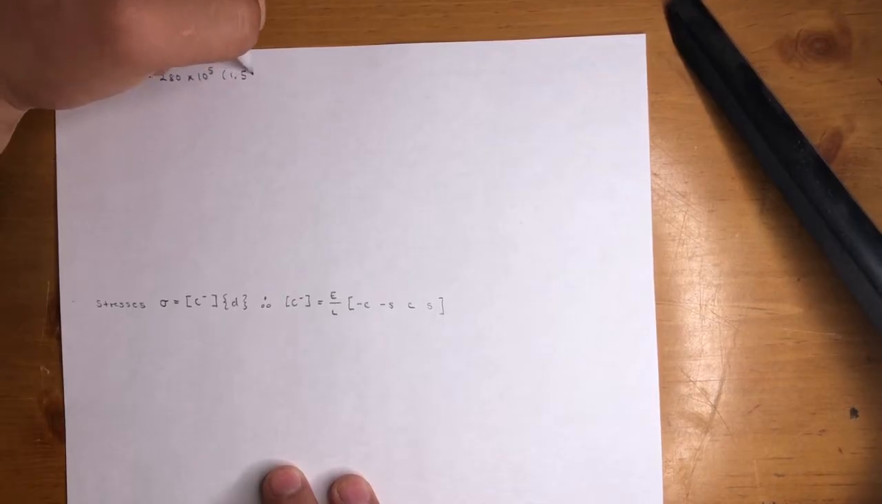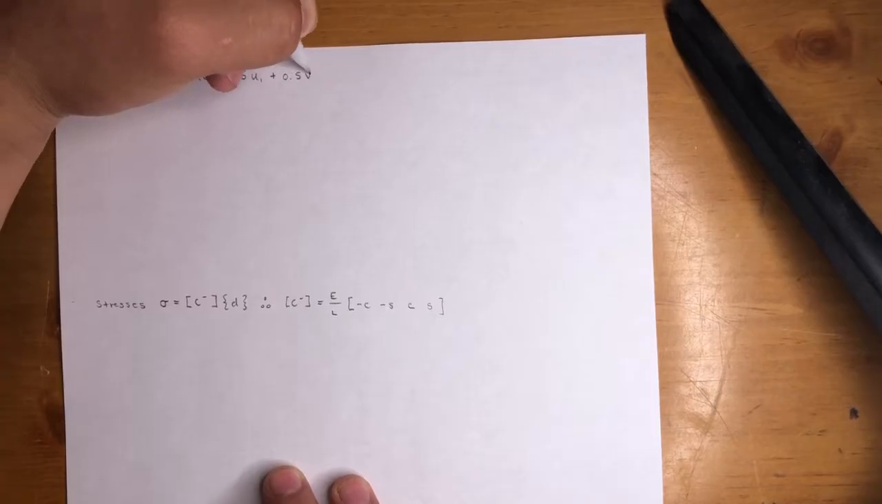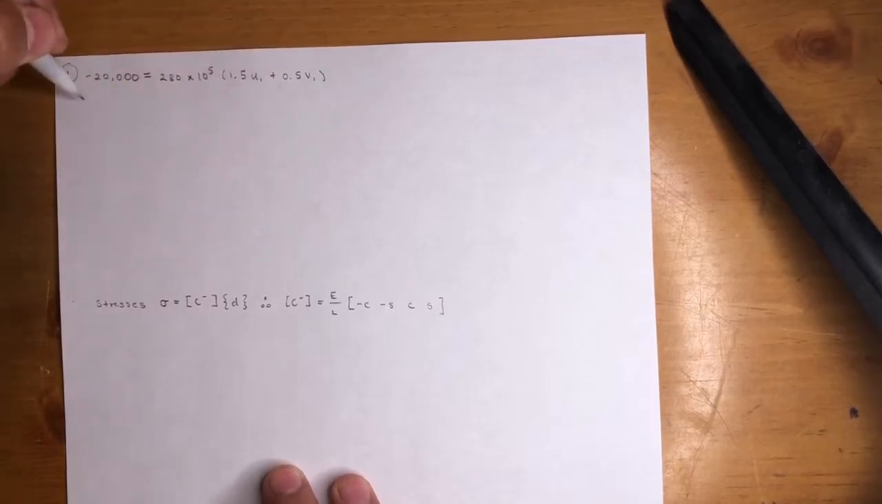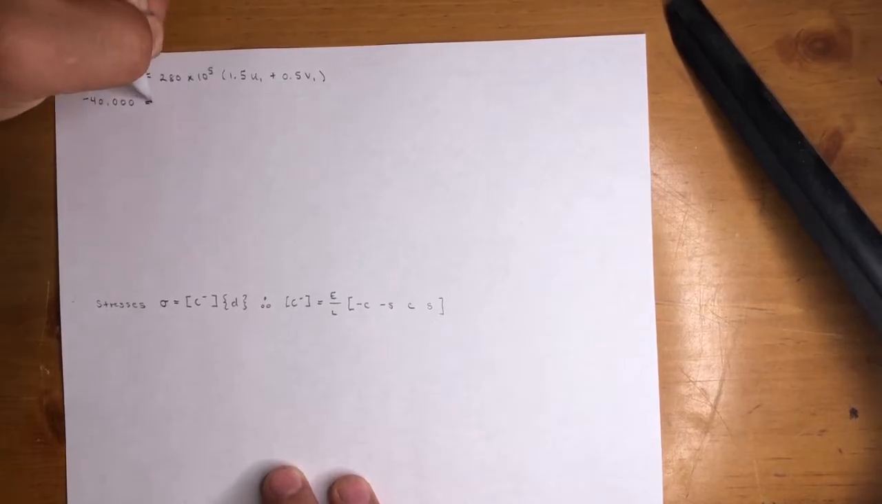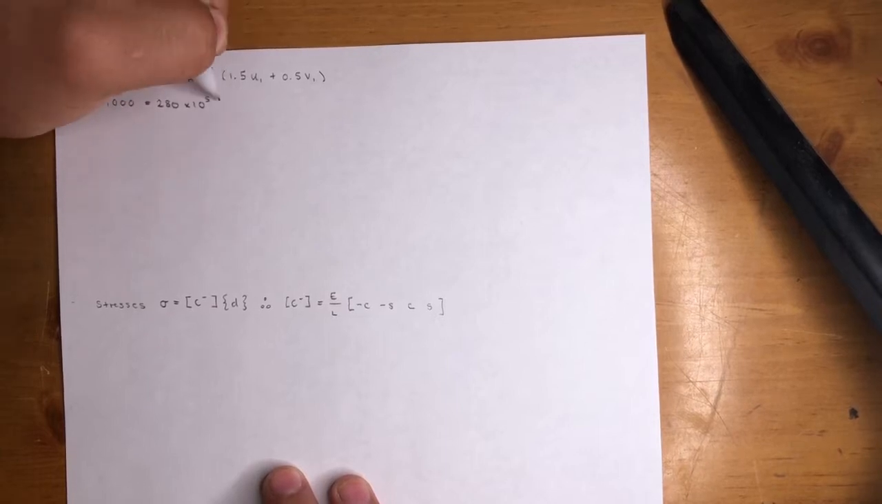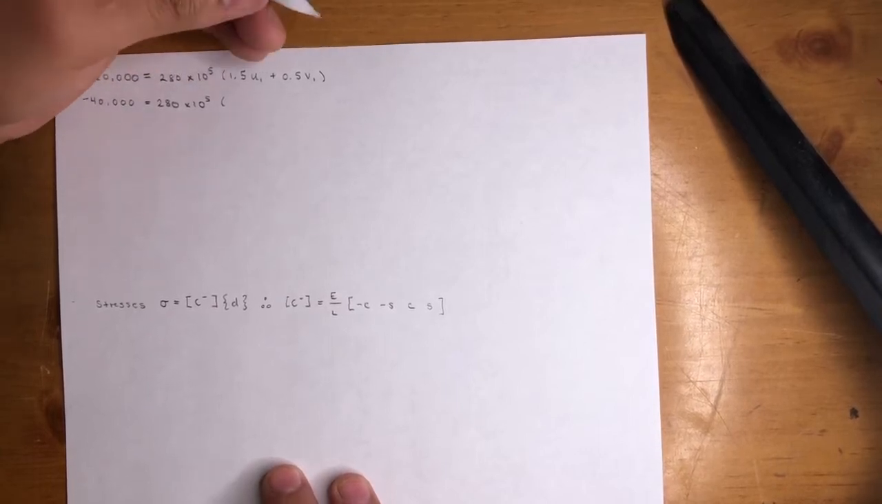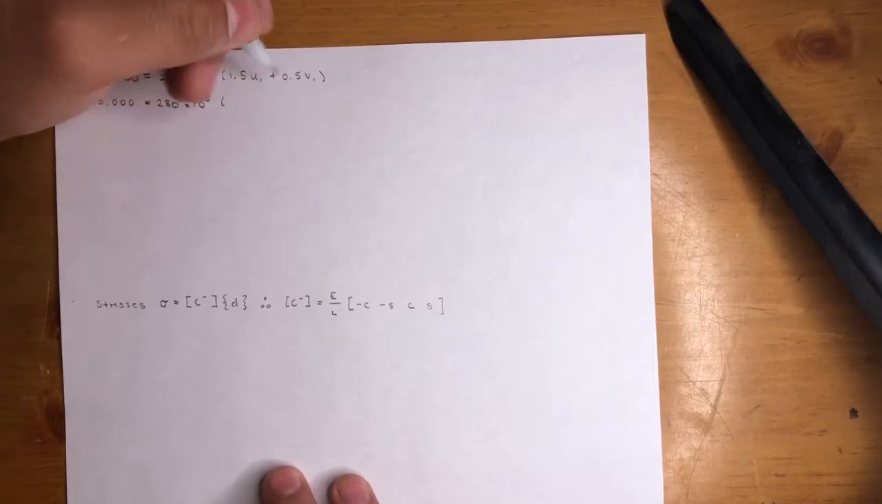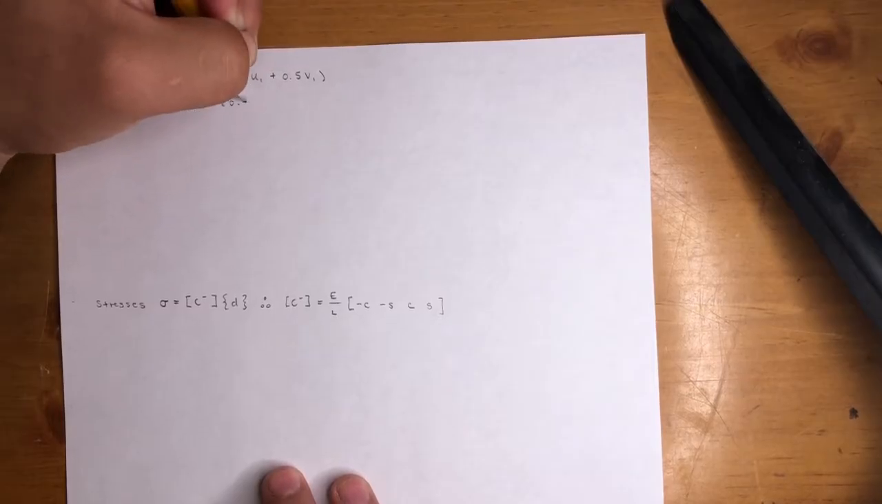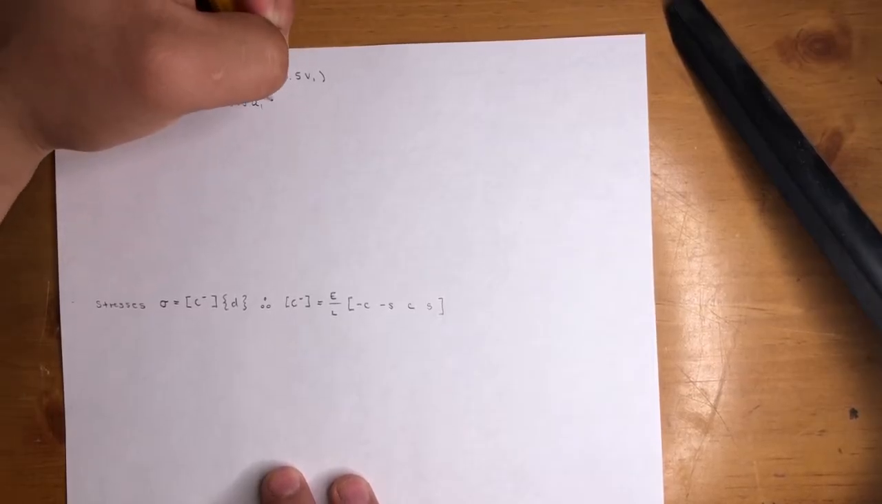1.5 u1 plus 0.5 v1. I'm just writing down what I said earlier. And negative 40,000 is equal to 280 times 10 to the 5th. Don't forget this 280 times 10 to the 5th. Sometimes it's such a small little thing in your global equation that you'll easily look over it.